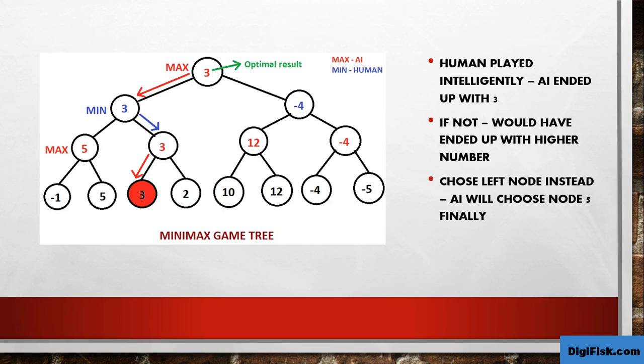For example, let's say the human player chose the left node. Okay, so let's say they chose 5 instead of 3. So they chose this particular node instead of the right node. And the next move is the AI player's move. So then the AI player would immediately choose the node 5 for the final state. That's definitely a bigger number than 3 that the AI would have chosen otherwise. Am I right? So that's how the MiniMax algorithm works.